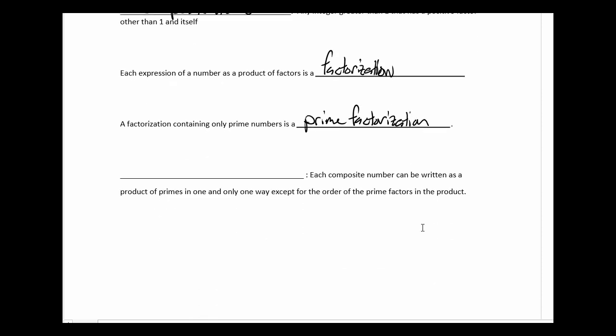Okay, and then this lovely statement: each composite number can be written as a product of primes in one and only one way, except for the order of the prime factors in the product. This is called, oddly enough, the fundamental theorem of arithmetic, or the unique factorization theorem.